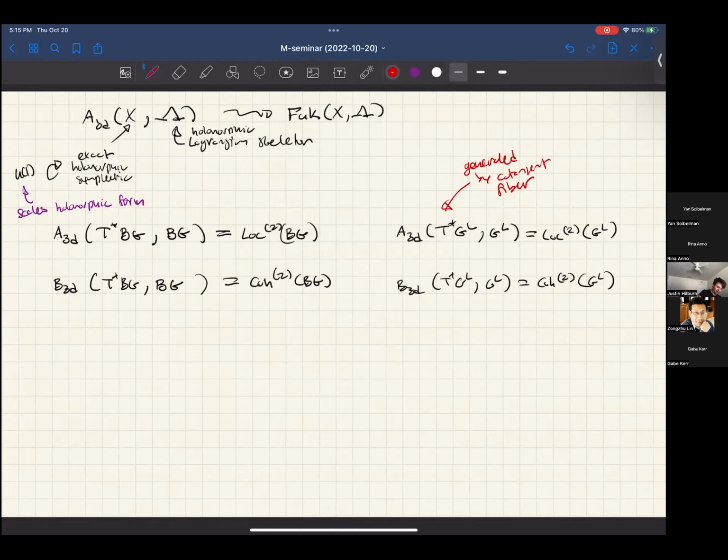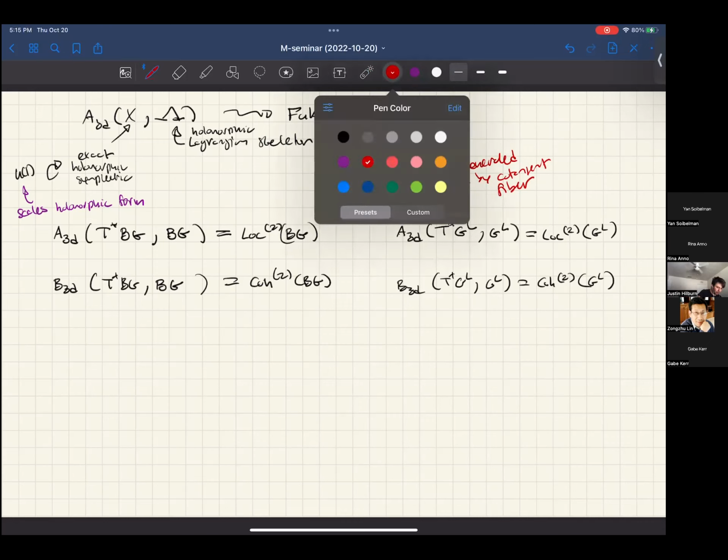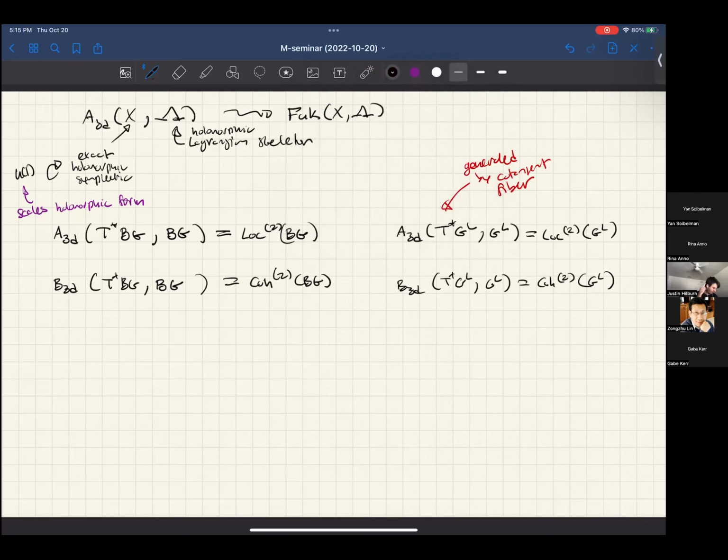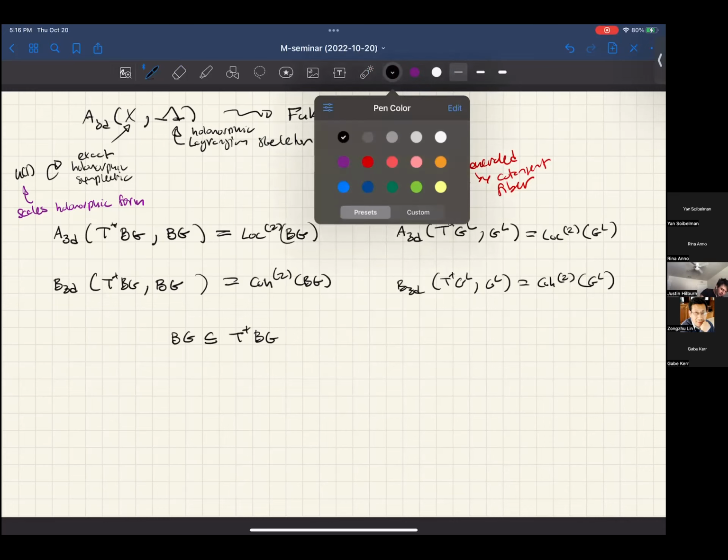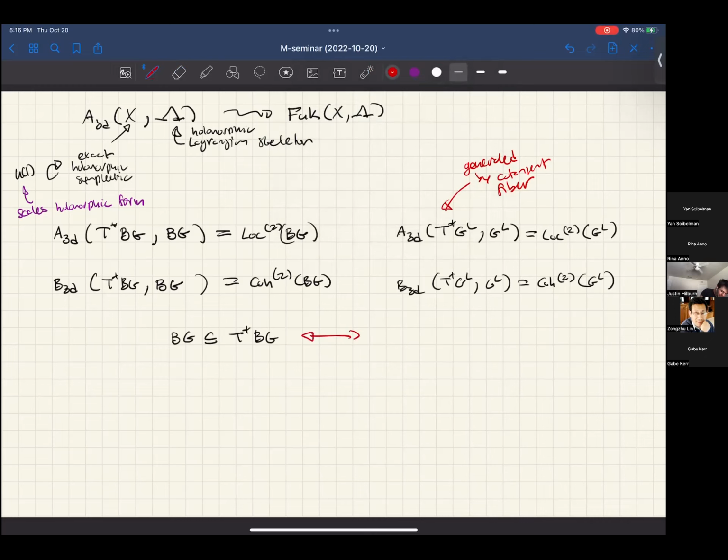The reason why I expect that to be true is that it's known for other reasons that under mirror symmetry, the Lagrangian BG sitting inside of T star BG gets swapped with this cotangent fiber. So that's something that you can compute in other ways, even without constructing this category. There are other computations that you can do that tell you that this has to be the case.